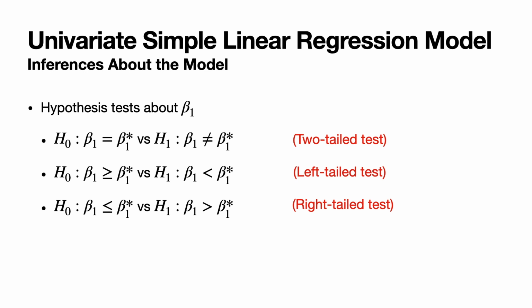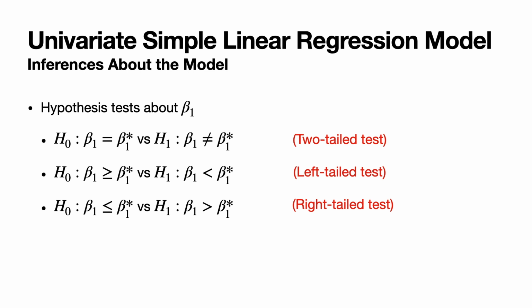And finally, if it were important in the context of a particular problem to try to show that beta 1 was greater than some value, beta 1 star, we would perform a right-tailed test. And so the null hypothesis would be that beta 1 is no more than beta 1 star, and then we would let the data try to convince us otherwise. In other words, that beta 1 is greater than beta 1 star.